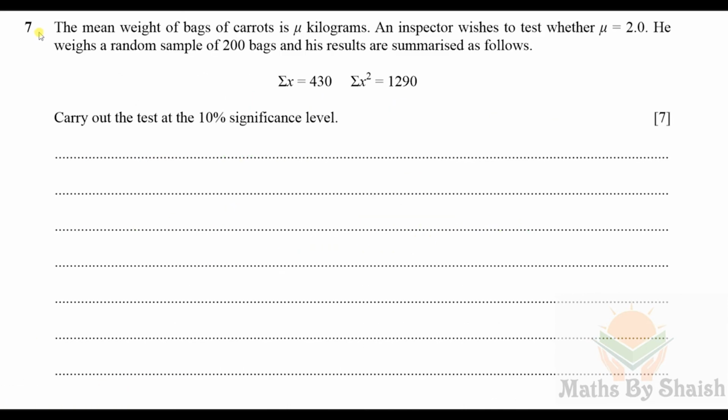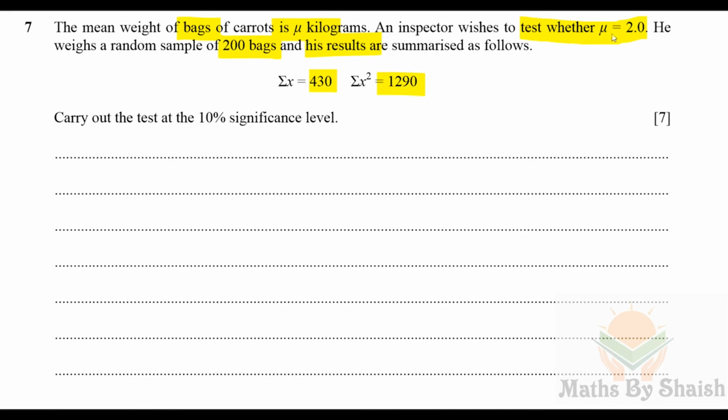Here's the 7th question. The mean weight of bags of carrots is mu kilograms. An inspector wishes to test whether mu is 2.0. He weighs a random sample of 200 bags and his results are summarized as follows: sigma x is 430 and sigma x squared is 1290. Now carry out the test at 10% significance level. So we can see they are talking about mu, which means it is a normal distribution. For a normal distribution, we need mu, sigma, sigma squared, and the test value.